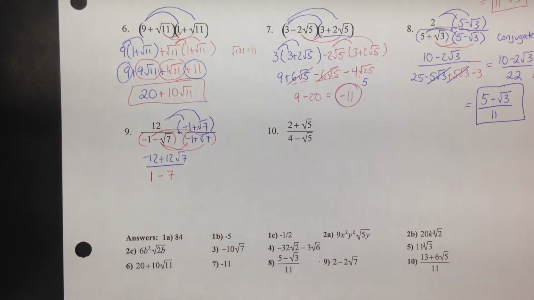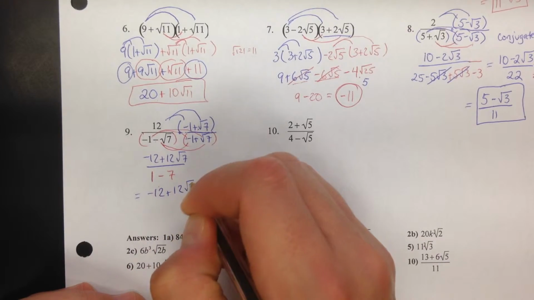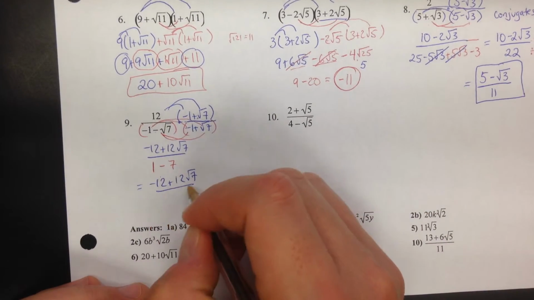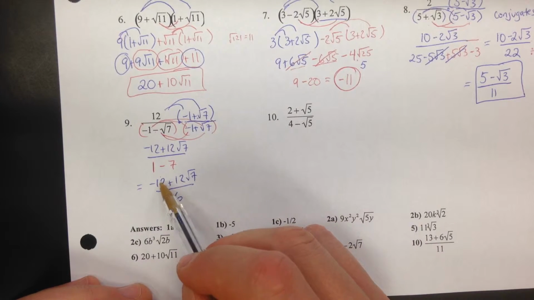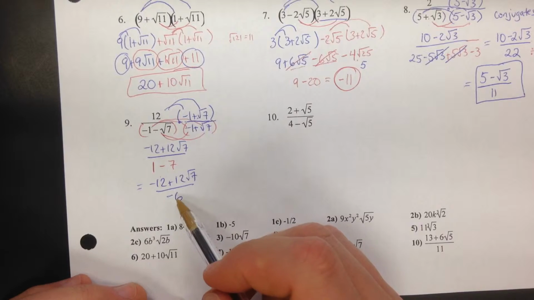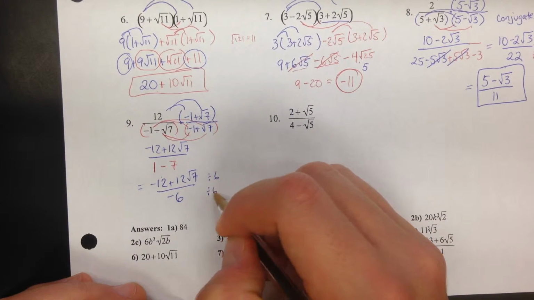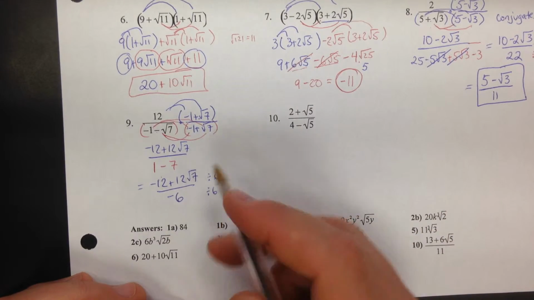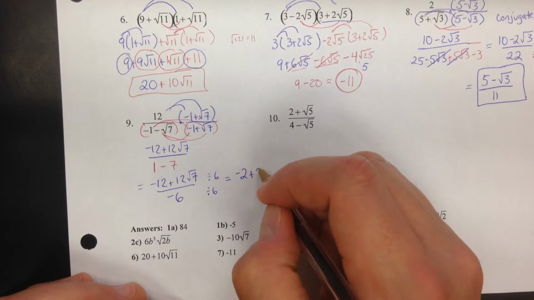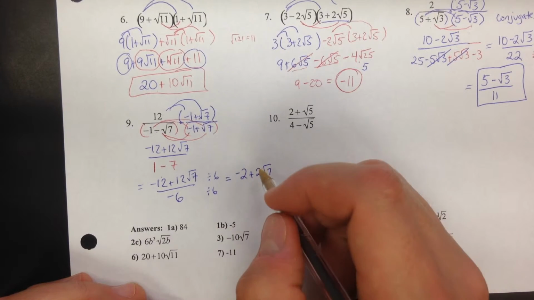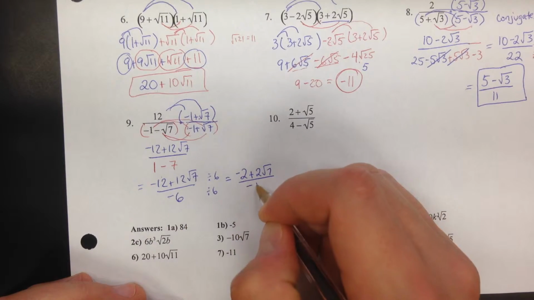So what we get out of this is negative 12 plus 12 square root 7, all divided by negative 6. Now look at the outside numbers, 12, 12, 6. Each of these is divisible by 6, so let's go ahead and divide the top and the bottom by 6 to reduce. And what we'll get here is negative 2 plus 2 square root 7. Oh, excuse me. No, that's right. Negative 2 plus 2 root 7 divided by negative 1.